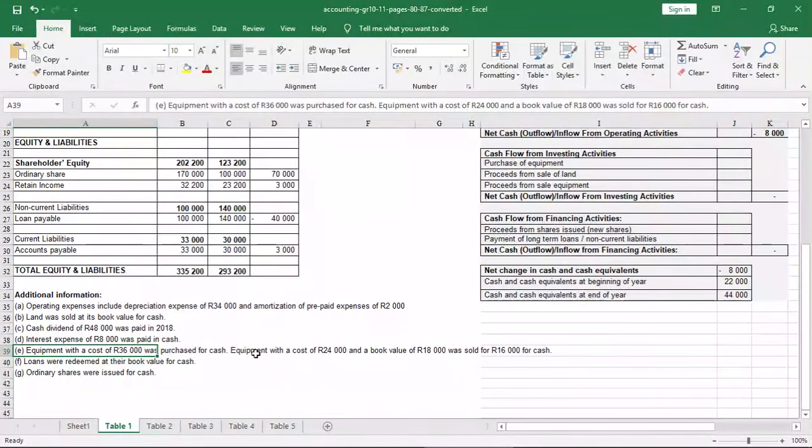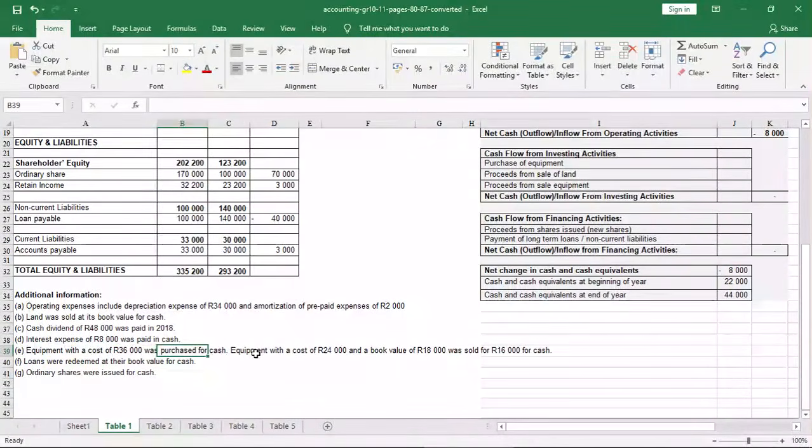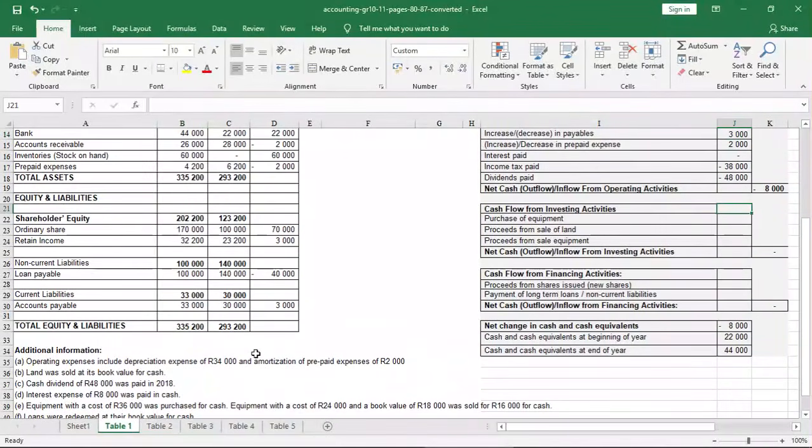Always important to know if it was cash or credit. If it was credit, we wouldn't have put it in our cash flow statement because there was no movement of cash, but it says we bought it on cash. So equipment worth 36,000 rand. So we put minus 36,000 rand because cash left our premises.